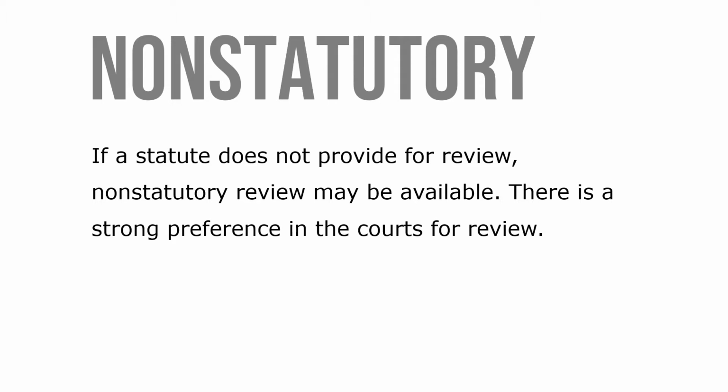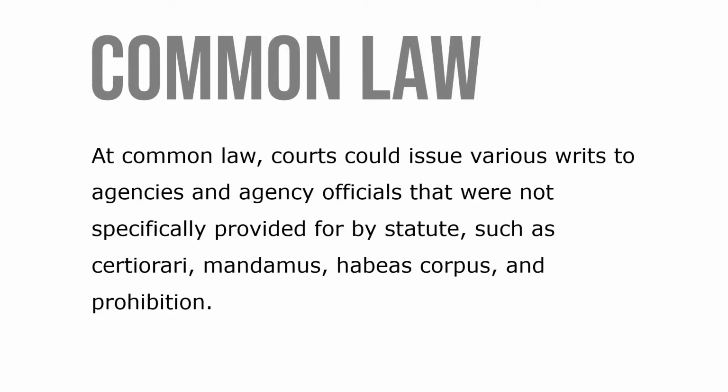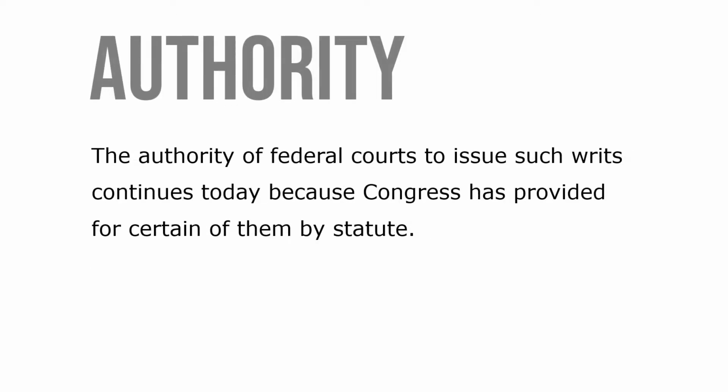There's a strong preference for the courts to review. Similarly, there's a strong presumption that Congress does not intend to preclude review when a statute is silent on the subject. At common law, courts could issue various writs to agencies and agency officials that were not specifically provided for by statute, such as certiorari, mandamus, habeas corpus, and prohibition. The authority of federal courts to issue writs continues today because Congress has provided for certain of them by statute.